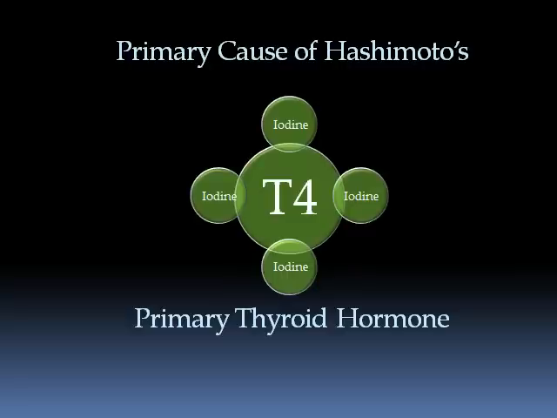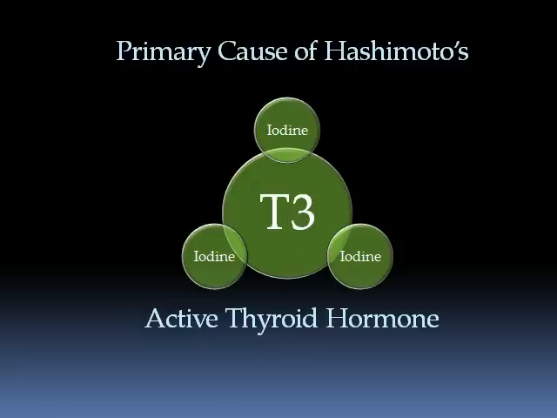When iodide is turned into iodine, then the thyroid has what it needs to make its primary hormones, which are T4, the 4 standing for atoms of iodine, and T3.